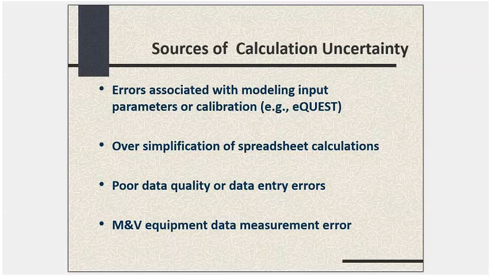Also, there can be an issue with your M&V equipment data. If your measurement equipment isn't properly calibrated, you could have a measurement error that creeps in there. Once again, all these risks are manageable. It's just the more that you're aware of them, the better you can manage the uncertainty associated with them and reduce it.